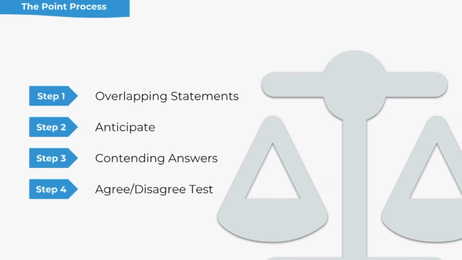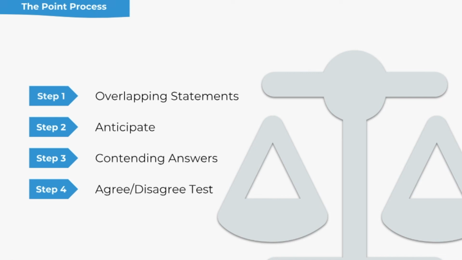So the process, remember, for point questions is to look for overlapping statements, use that overlap to anticipate what that answer might sound like, then scan through the answer choices for the contending answer choices, and then use the agree-disagree test, meaning one person actively needs to agree with the claim while the other person doesn't, or actively disagrees with the claim. If the answer is that one person would agree but the other person doesn't address the issue, it's half scope. If one person would disagree but the other person doesn't address, it's half scope.